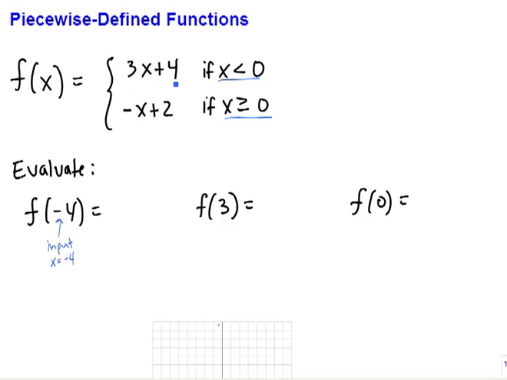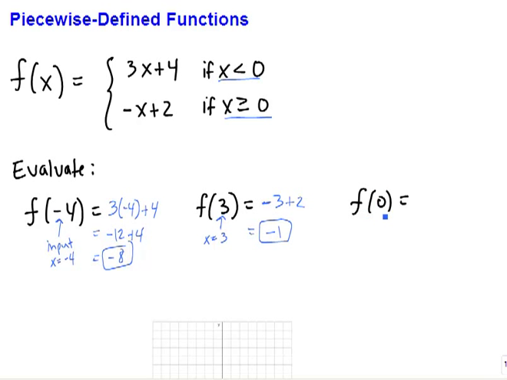We're going to use 3x plus 4 and substitute in negative 4 for this x. So this is 3 times negative 4 plus 4, which simplifies to negative 12 plus 4, or negative 8. Okay, the next example we want f of 3, so this time we want our x value to be 3. If we look at our two conditions, 3 is greater than or equal to 0, so this time we want to use the bottom rule. We plug in 3 for this x and get negative 3 plus 2, which simplifies to negative 1.